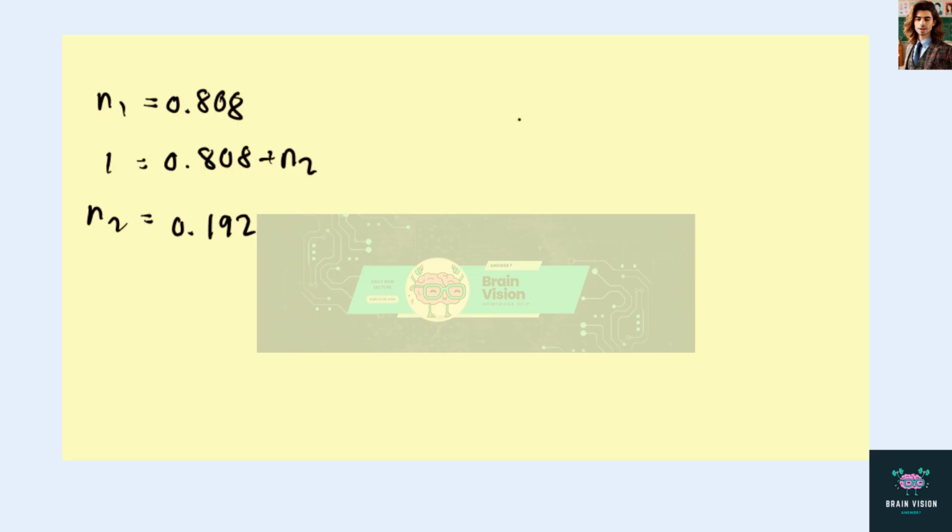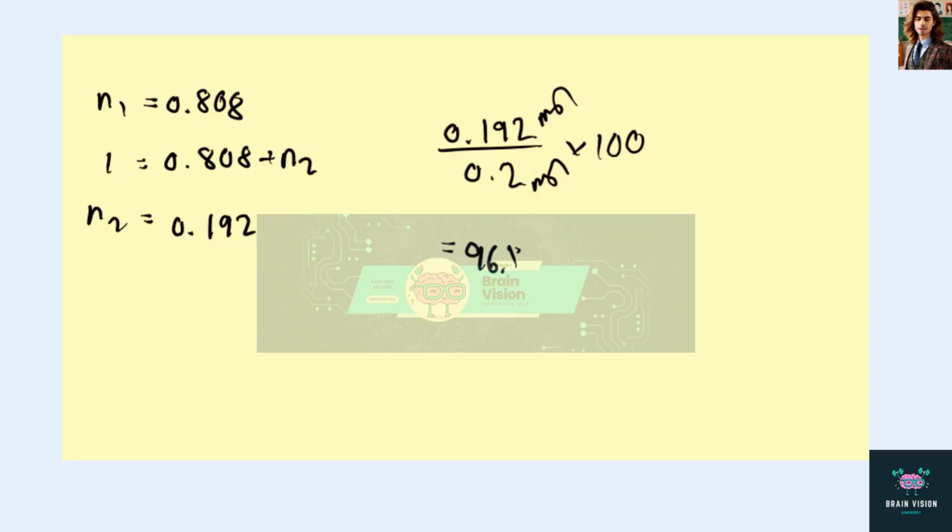So we have the moles at outlet divided by the moles fed. So we have 0.192 divided by 0.2 multiplied by 100 equals 96%, and that is how much acetone we are able to recover. So part C.